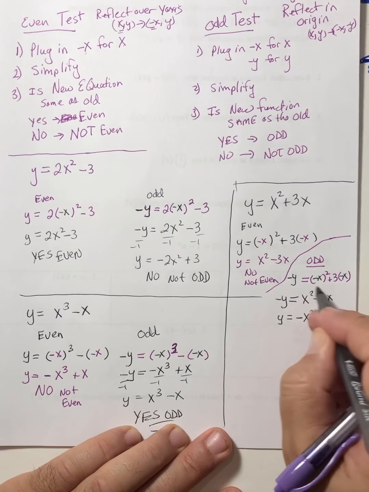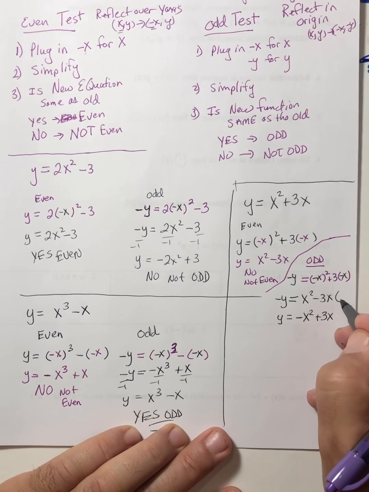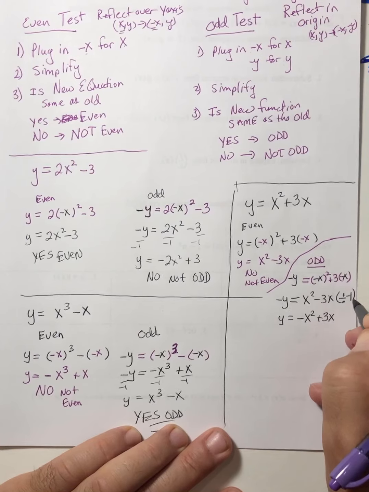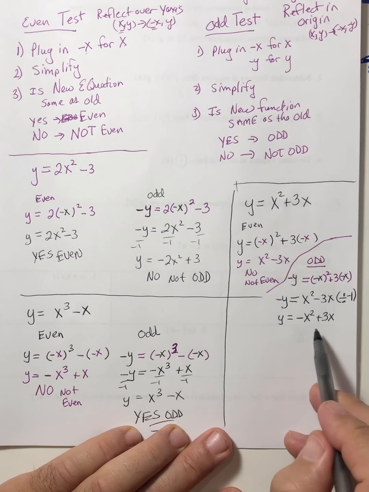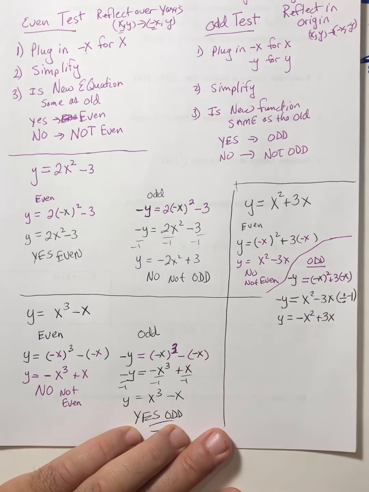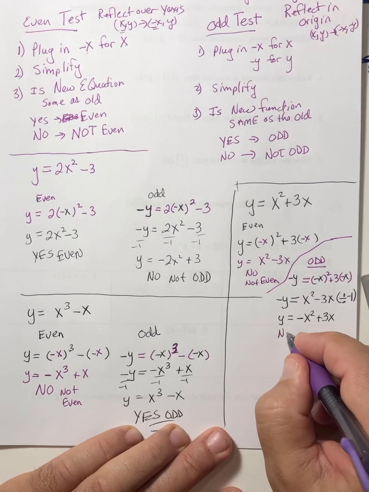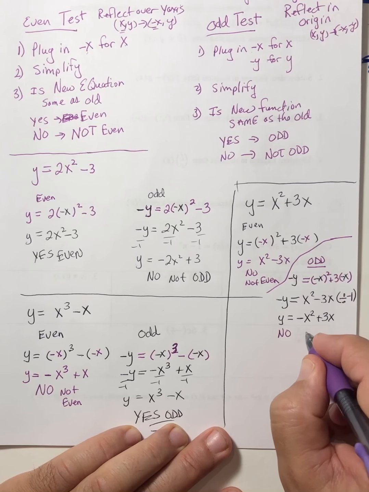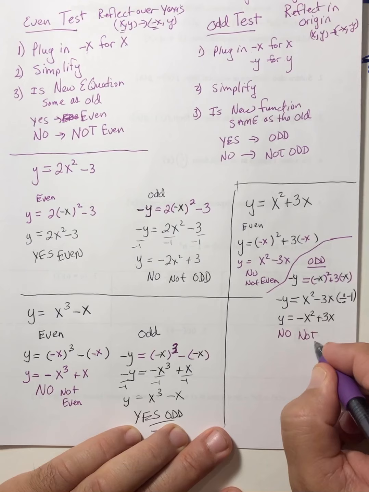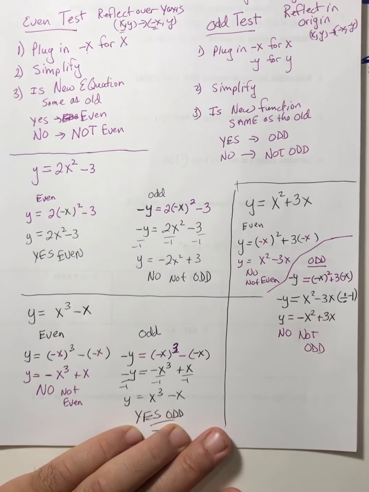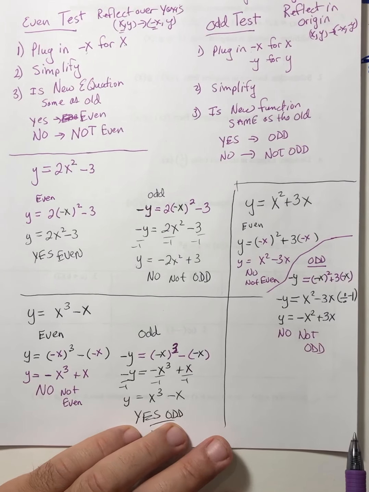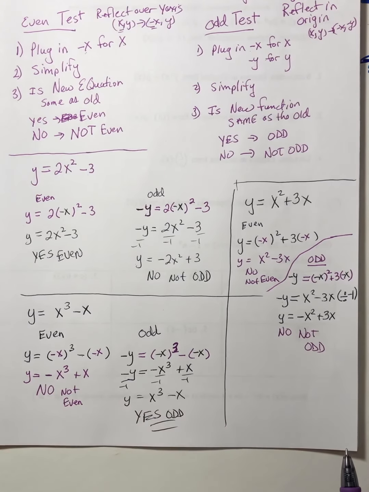Remember, we divided by negative 1. Is this the same as the original? No, it's not. So not odd. There. So is this not even? No, it's not even and it's not odd. That's okay. We have functions that are neither.